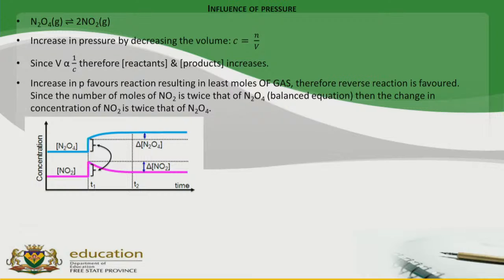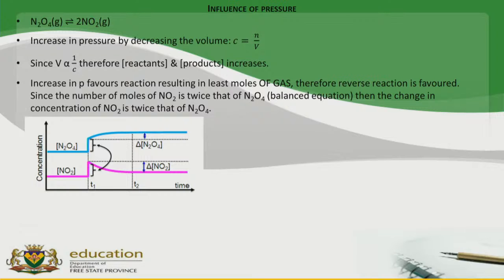We increased the pressure by decreasing the volume. So when you decrease the volume, because the number of moles is constant, it means the concentration will increase. So you now draw the line horizontal upward to show that the concentration of both the substances increases. And then you go back now to Le Chatelier.